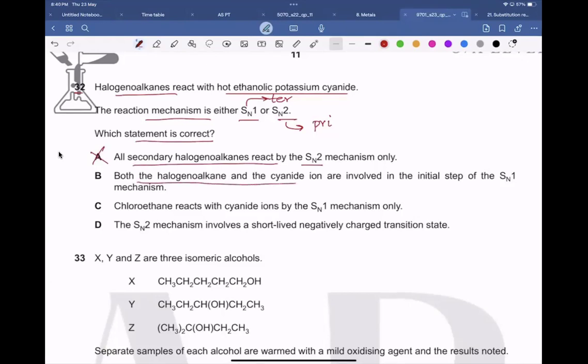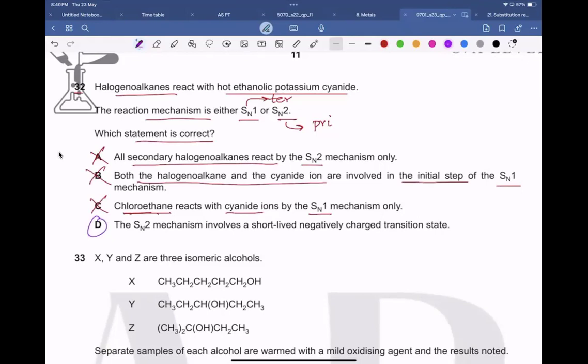Both the halogenoalkane and cyanide are involved in the initial step of SN1. No, in SN1, in the initial step, only the carbocation is formed, then the nucleophile would attack. So B is wrong. Chloroethane reacts with cyanide by SN1. Chloroethane is a primary one, so it goes with SN2, not with SN1. So C goes wrong as well. So our correct answer is D only.